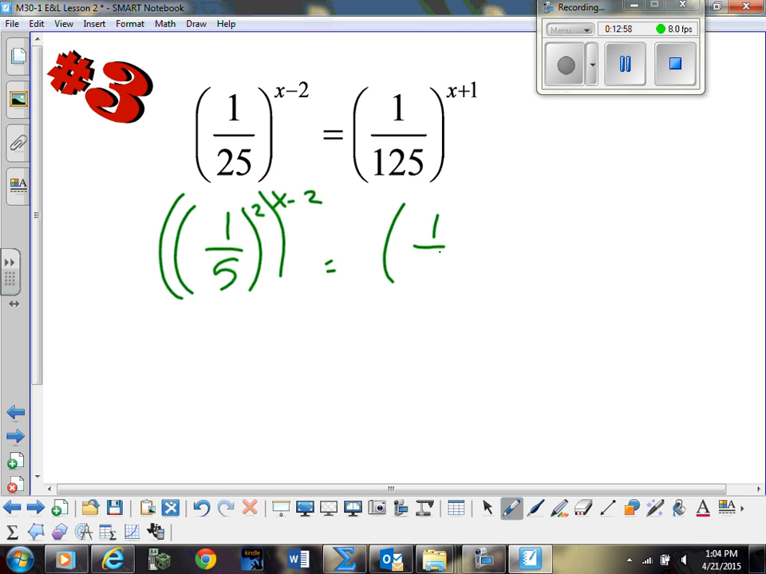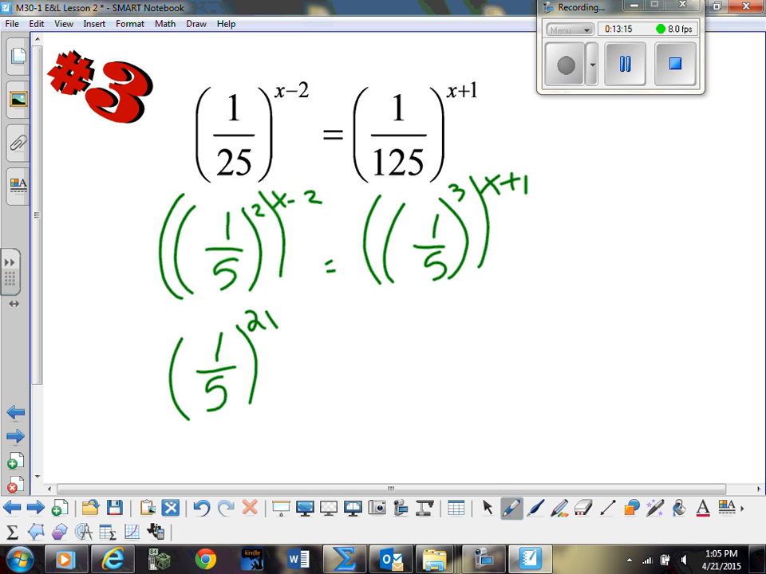Okay, I'm going to leave it like that. Equals, because 125 is 5 cubed, 1 over 125 is 1 over 5 cubed, and we already had an x plus 1. So again, we multiply our exponents. So this is going to be 1/5, 2x minus 4. Now we have one base on both sides and one exponent on both sides. They're binomial exponents, but now we can drop the base.